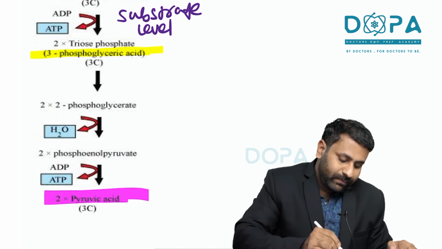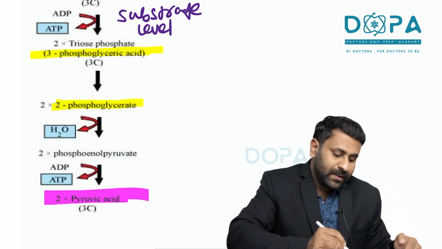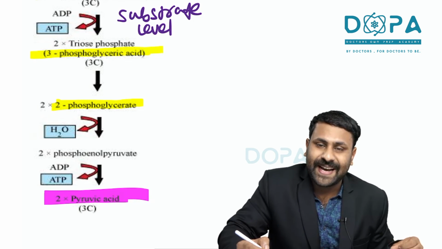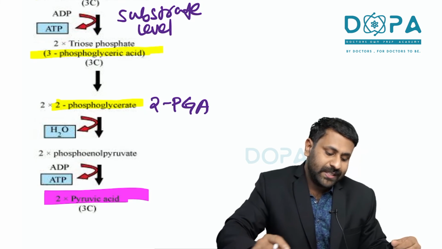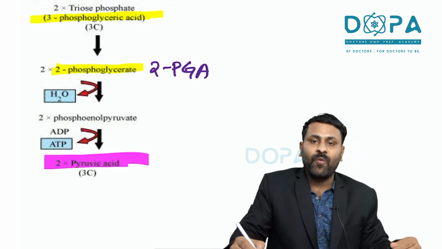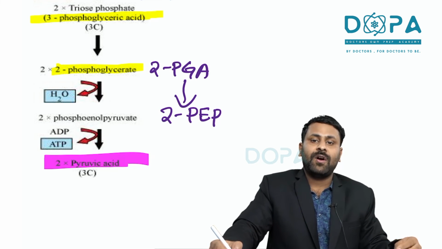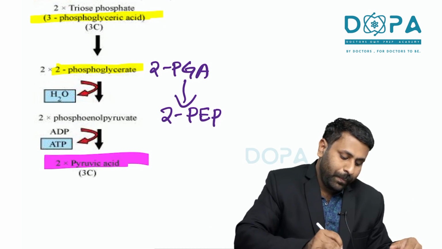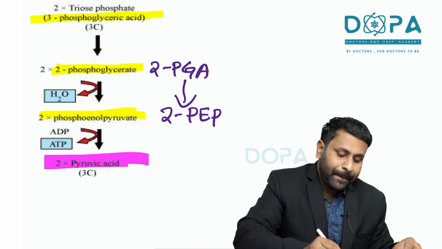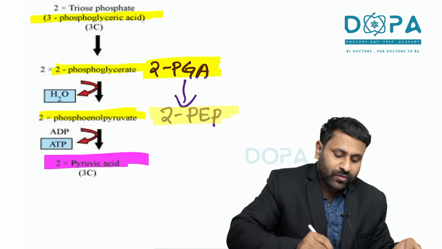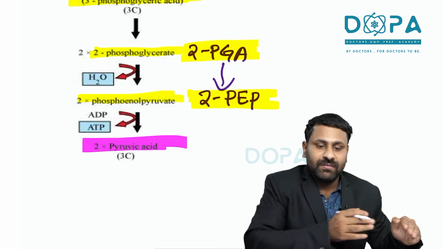Then 3-PGA is converted into 2-PGA. Phosphoglycerate means phosphoglyceric acid, and pyruvate means pyruvic acid; the ending means acid. So 3-PGA is converted into 2-phosphoglycerate, or 2-phosphoglyceric acid, simply called 2-PGA. Then 2-PGA is converted into phosphoenol pyruvate, or phosphoenol pyruvic acid, PEP. At that time, 1 molecule of water will be removed.